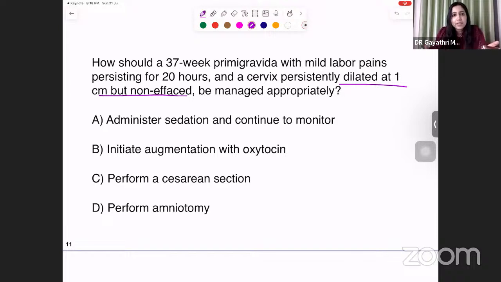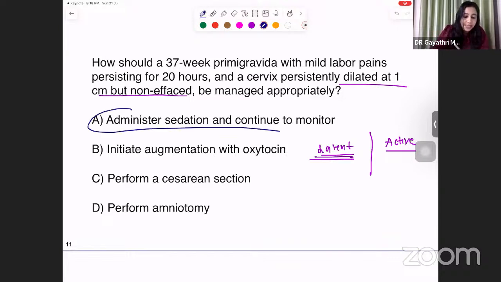So in latent phase, you don't directly go for interventions such as augmentation, cesarean, or amniotomy. This is a repeatedly tested concept. You have latent phase and you have active phase. In latent phase, do not choose any intervention. Initially, give sedation and continue to monitor the patient.